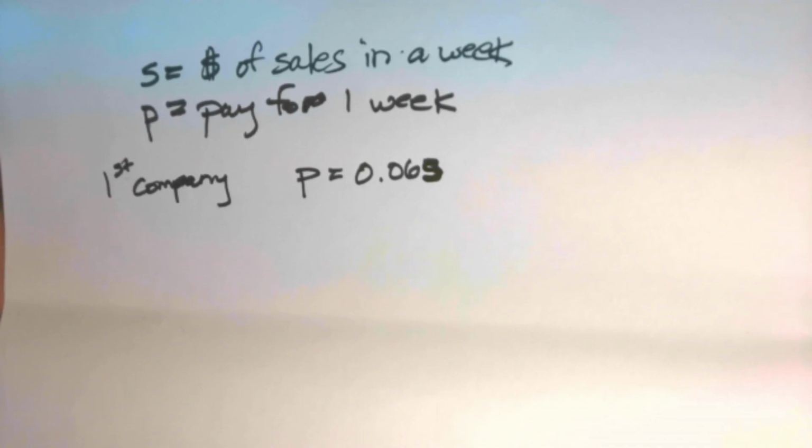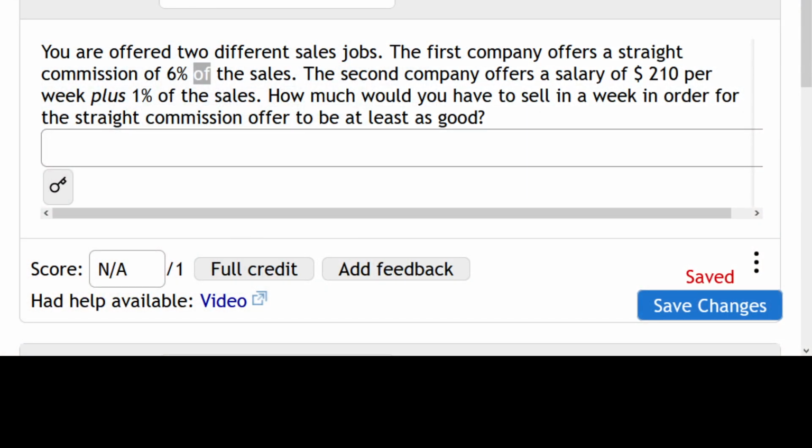Okay, for the second company, they're going to pay me $210 a week. So if I don't sell anything, I still get $210 a week. Plus, right? So there's another one of those key words. So this is going to be addition, plus 1% of the sales. So again, we have some of those keywords. 1%, that's 0.01 as a decimal. Of means multiply, and then S is my sales there.